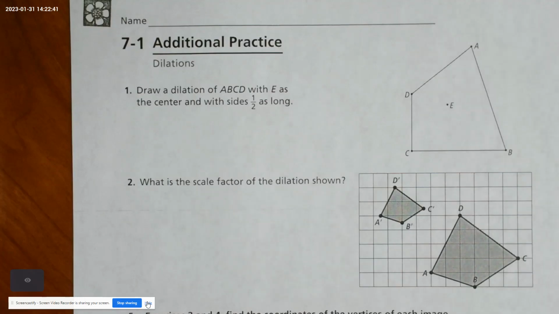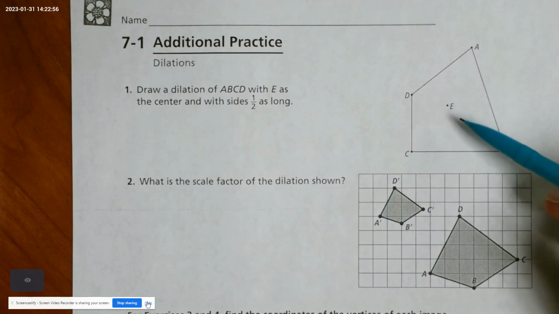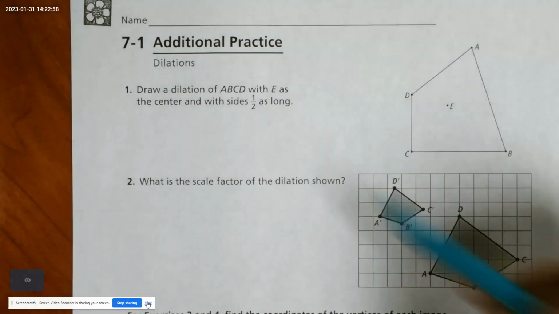All right, this is me solving the 7-1 additional practice worksheet. I'll try to go slow, and you can always pause the video if you need to. So draw a dilation of ABCD with E as the center. And we want the sides to be half as long.